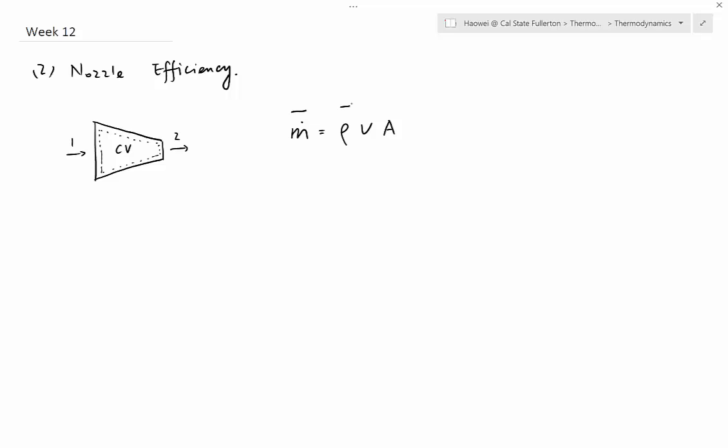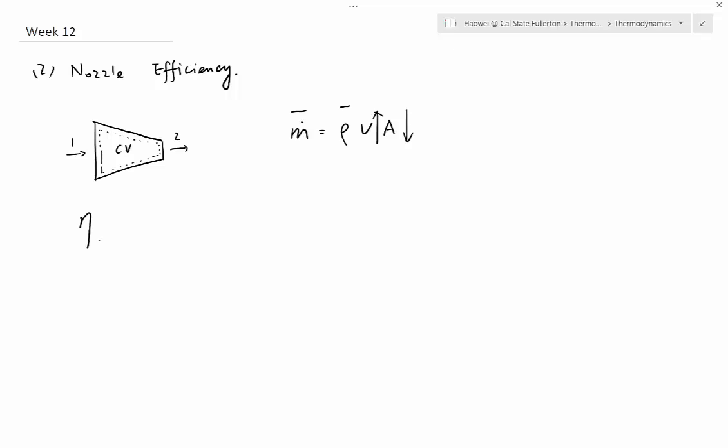And now A is the cross-sectional area. How does the cross-sectional area change from 1 to 2? It's becoming smaller and smaller, so cross-sectional area becomes smaller. In order to make this equal sign still valid, what has to happen to velocity is velocity has to go up. So this is how a nozzle achieves increasing the velocity of the fluid, which is the purpose of the nozzle. How do we measure the efficiency of a nozzle?